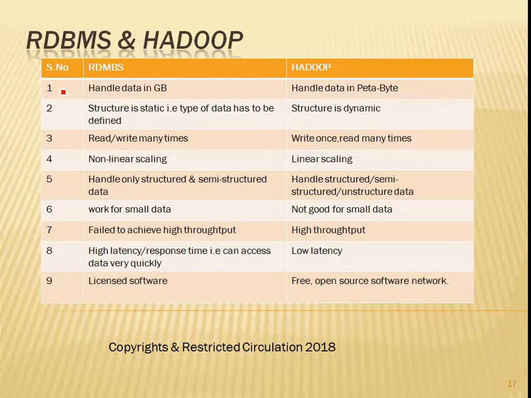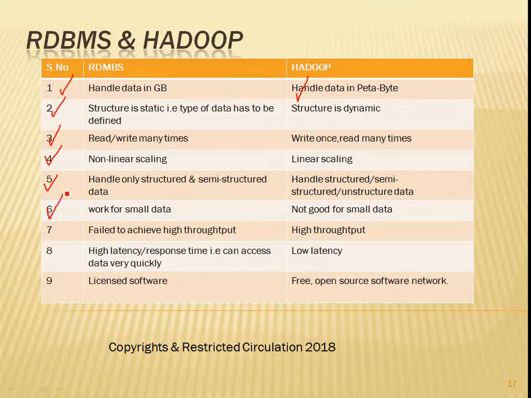So let's see the differences. RDBMS handles data in gigabytes, Hadoop handles data in petabytes. In RDBMS the structure is static, types of data have to be defined; in Hadoop the structure is dynamic. RDBMS follows a read and write many times philosophy; Hadoop uses write once and read many times. RDBMS has non-linear scaling; Hadoop has linear scaling. RDBMS handles only structured and semi-structured data; Hadoop handles all these types of data.